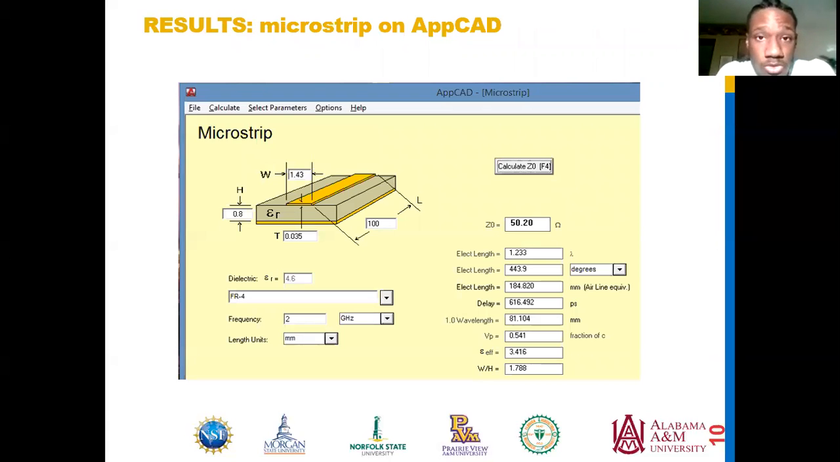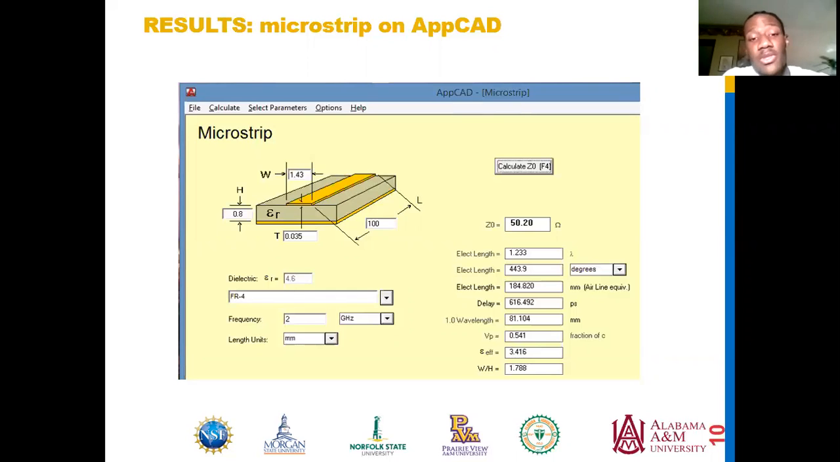This is our microstrip on AppCAD. As you can see at the bottom, our length units were millimeters. Our frequency was 2 gigahertz. We used FR4, and our dielectric constant was 4.6. We had our width at 1.43, our height at 0.8, our thickness at 0.035, and our length at 100.